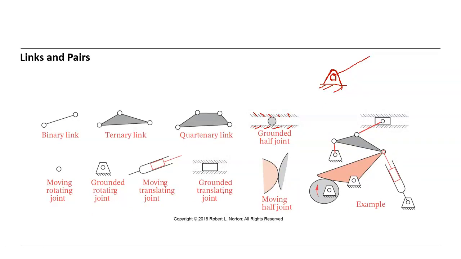And this is a grounded translating joint. Grounded half joint, grounded translating joint. And this is a moving half joint, because the two parts are moving on each other. So we have here an example. Let's see in these examples what we are talking about.